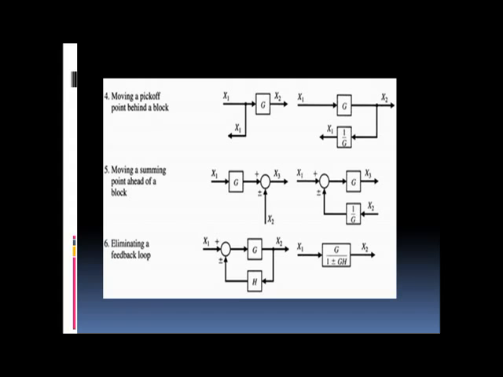Now another important point I need to mention, this is a mistake most students make. They think a branch point and a summing point can be moved this way or that way. See, a summing point can be moved ahead of a block or behind a block. Similarly, a branch point can be moved ahead of a block or behind a block. But a summing point cannot be moved ahead of a branch point or behind a branch point. In the same way, a branch point cannot be moved ahead of a summing point or behind a summing point. So never make that mistake. That's a mistake some students quite commonly make.